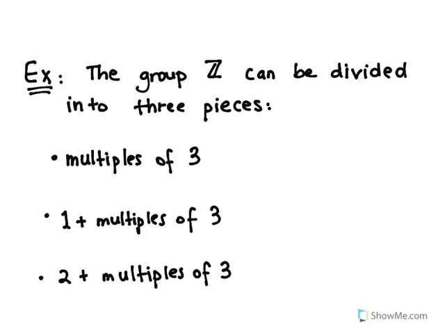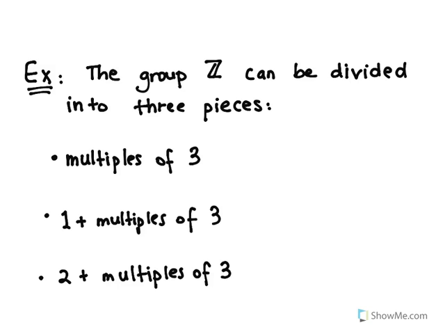So for instance, let's consider the group Z of integers. I want to take that group and divide it into a few pieces. And there's definitely lots of different ways to do this. I could divide it into even numbers and odd numbers, or positive numbers and negative numbers. But a way of subdividing it that I think is helpful for illustrating the idea of cosets is to divide it into the following three pieces.